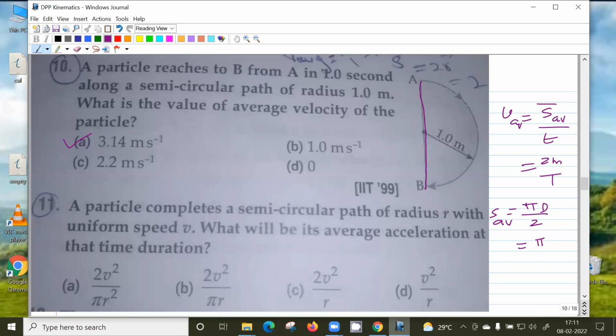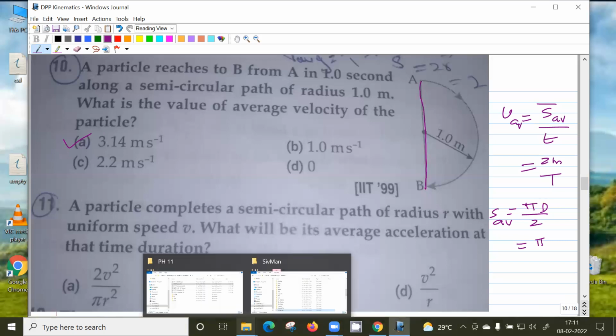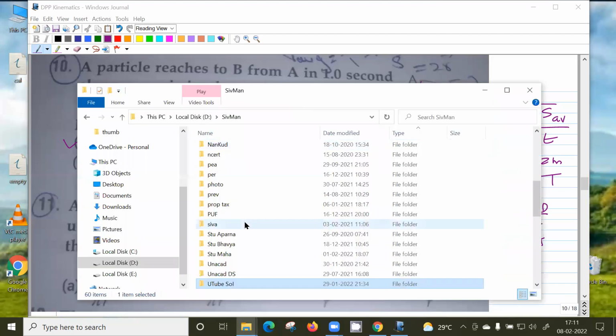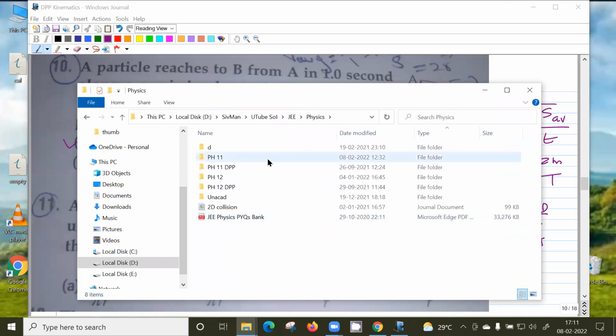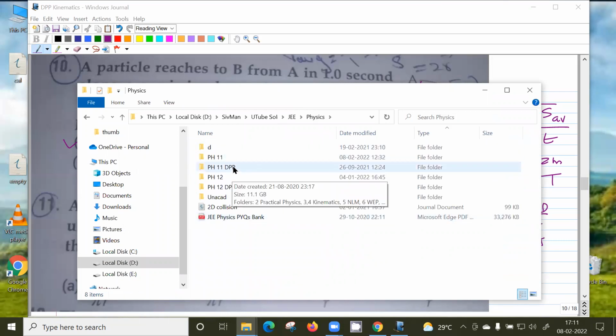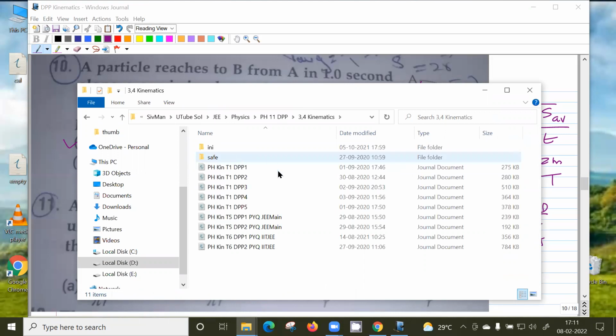Okay, actually this question I have in my playlist. This is kinematics, right? Yes, sir.